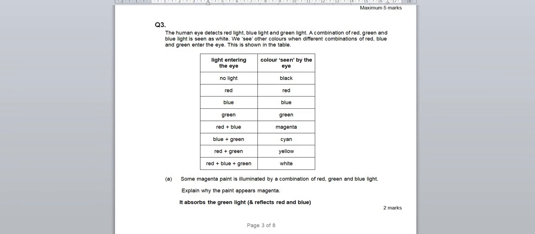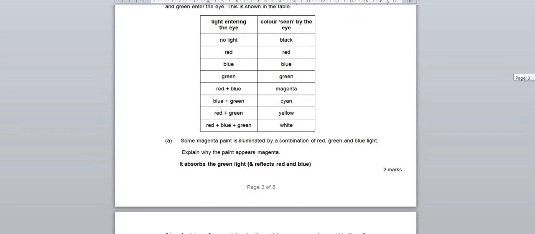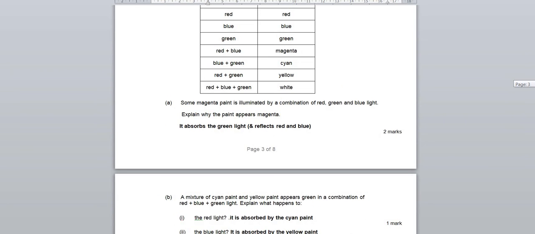The human eye detects red light, blue light and green light. A combination of red, green and blue light is seen as white. We see other colours when different combinations of red, blue and green enter the eye. This is shown in the table. Some magenta paint is illuminated by a combination of red, green and blue light. Explain why the paint appears magenta. That is because it will absorb the green light and reflect red and blue, mixed together makes magenta.